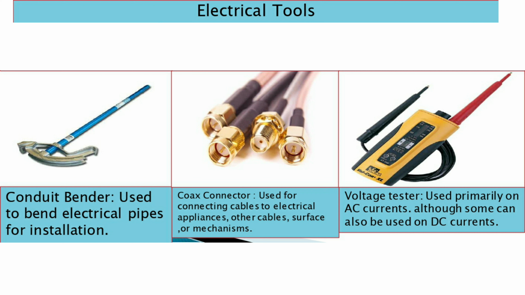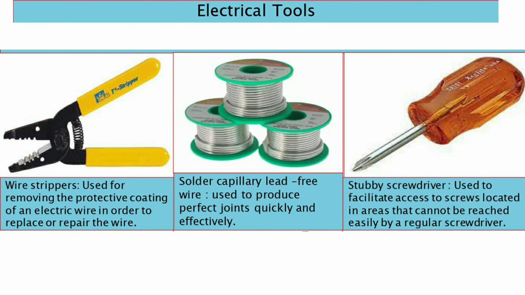Coax connector, used for connecting cables to electrical appliances, other cables, surfaces, or mechanisms. Voltage tester, used primarily on AC currents, although some can also be used on DC currents. Wire strippers, used for removing the protective coating of an electric wire in order to replace or repair the wire.